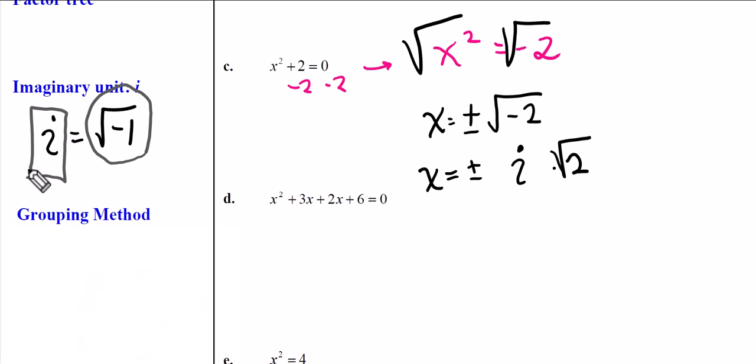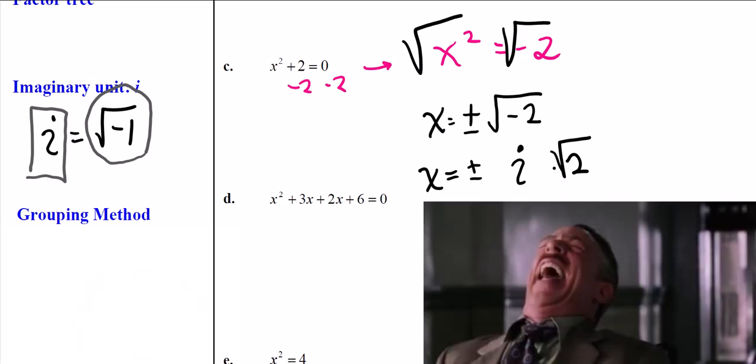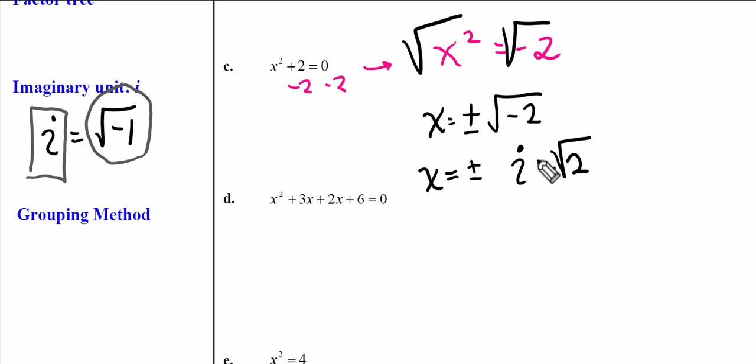If you don't care, well, great. All I'm telling you to do is, if you see a square root of a -1, you replace it with an i. So, in this case, for part C, we have two answers, right? We have either a positive i radical 2, or we have a negative i radical 2. And, you know, it's positive, so we don't even worry with that.